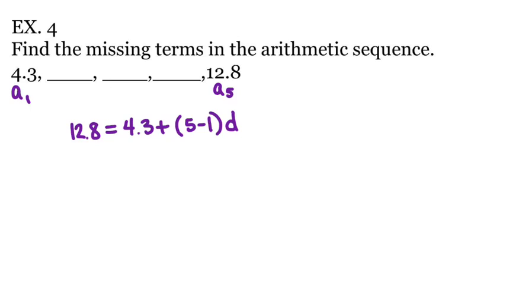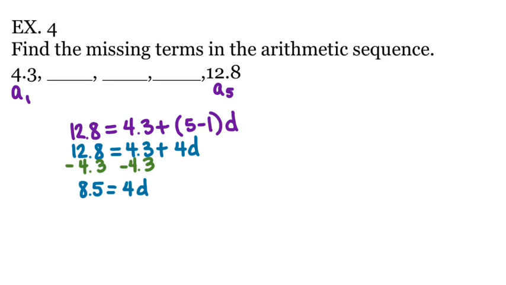So if I can simplify this and solve for the common difference, then I can go back in and find those missing terms. So if I simplify on the right-hand side, 12.8 is going to equal 4.3 plus 4d. I would subtract 4.3 on both sides. So 12.8 minus 4.3 is 8.5. Then I would divide by 4 on both sides. And it turns out that the common difference is 2.125.